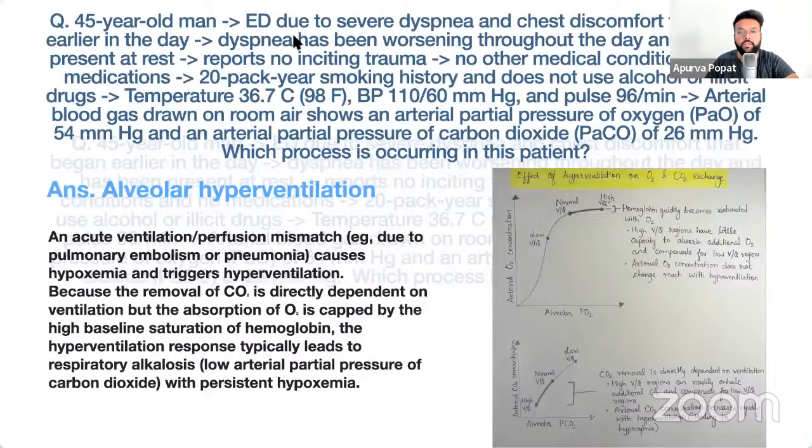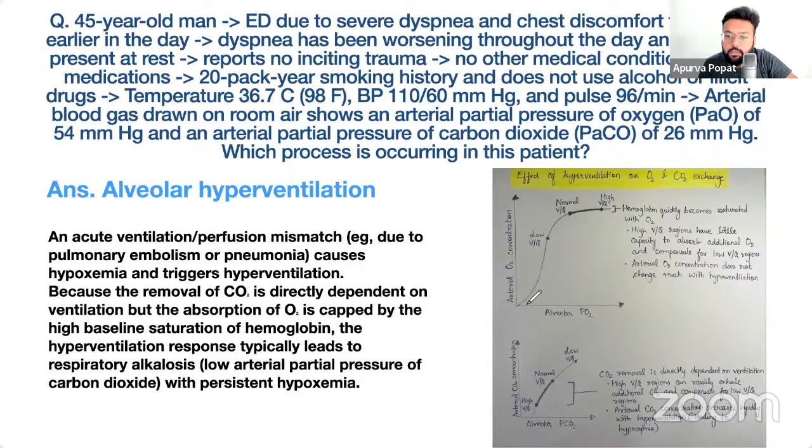If you look at this graph, this is very important. As you increase the ventilation, your CO2 will decrease because you are washing out. As you decrease the ventilation, your CO2 will build up. Okay, this graph is very, very important, but you don't have significant change of oxygen concentration as far as the ventilation is concerned. This is normal.